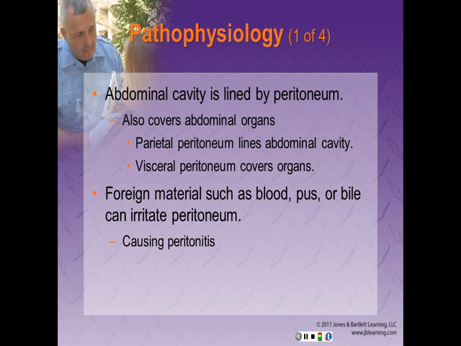The abdominal cavity is lined by a membrane called the peritoneum. It also covers the organs of the abdomen. The parietal peritoneum lines the abdominal cavity, and the visceral peritoneum covers the organs. The presence of foreign material like blood, pus, bile, pancreatic juices, and amniotic fluid can irritate the peritoneum, causing peritonitis.